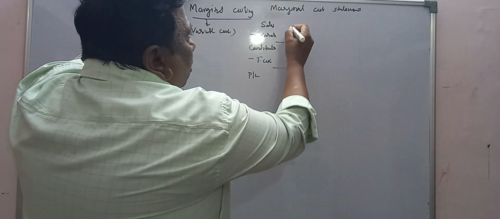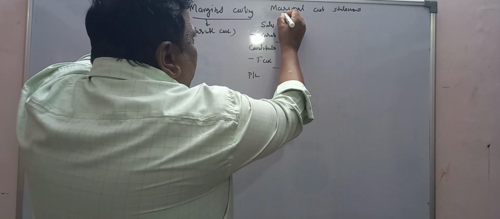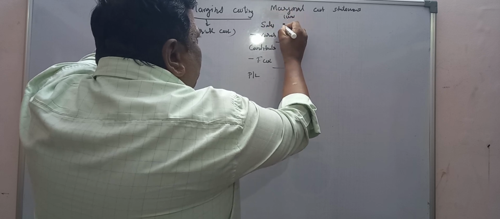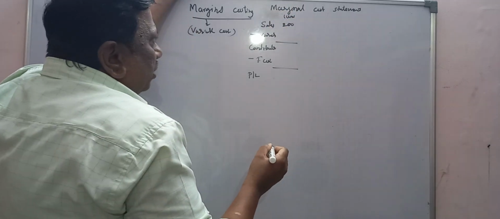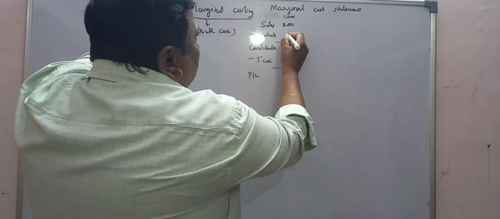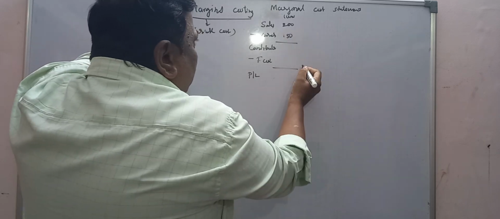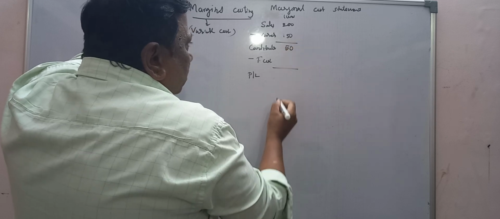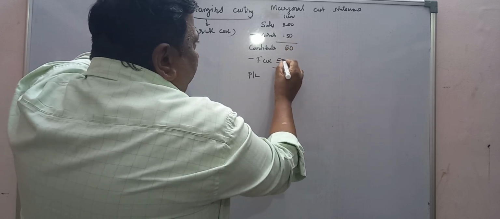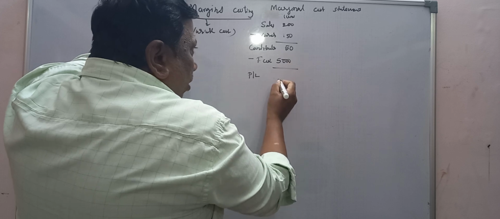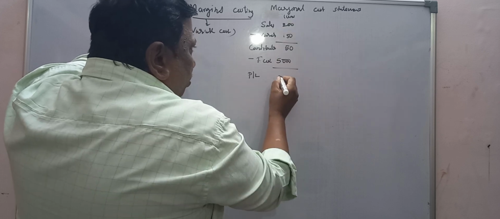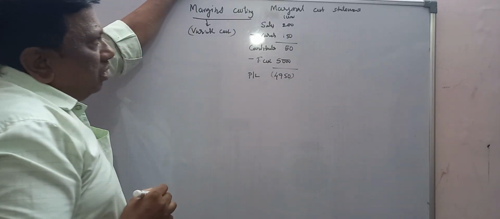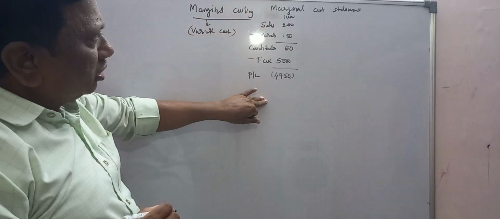So this is profit or loss. For example, to manufacture 1 unit, my selling price is 200. I am assuming a variable cost of 150. If I subtract, it is 50 rupees. My fixed cost I am assuming 5,000. Again I am in a loss position. To produce 1 unit my loss is 4,950. This is the marginal cost statement.